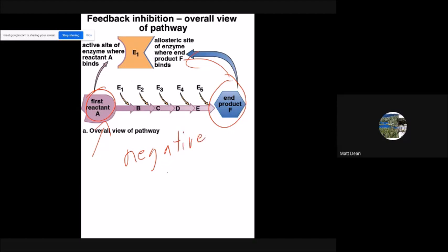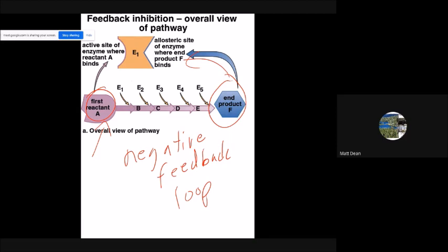It's essentially a way to conserve resources in the body. Make a material when you need it. When you have enough, cut off production until you need more. It's a negative feedback loop.